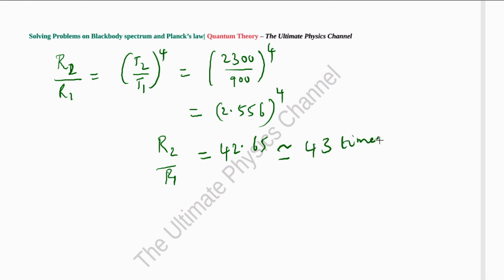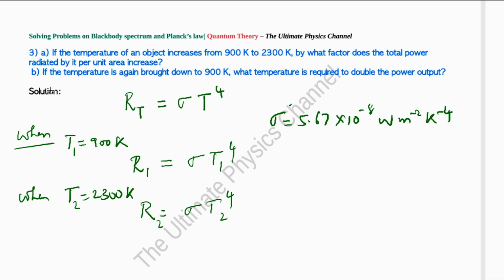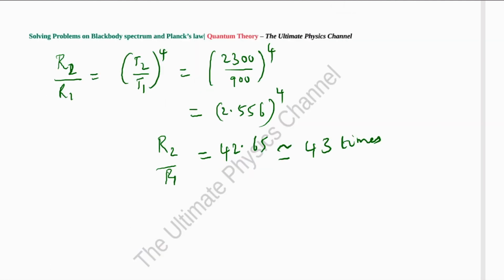So when the temperature of the object changes from about 900 Kelvin to 2300 Kelvin, the power radiated is increased by about 43 times. Right? So that is the first part of that question. In the second part, if the temperature is again brought down to 900 Kelvin, what temperature is now required to double the power output? So in this case, we have to just calculate the part B.